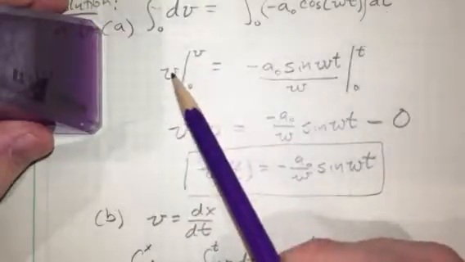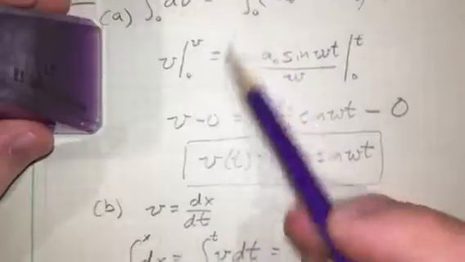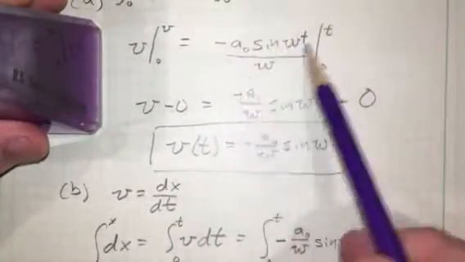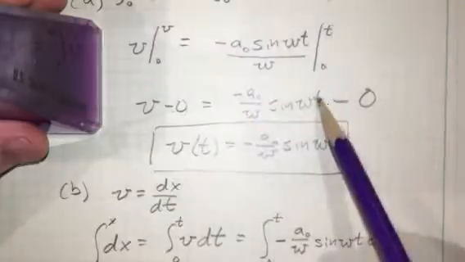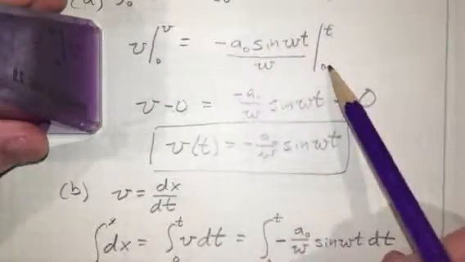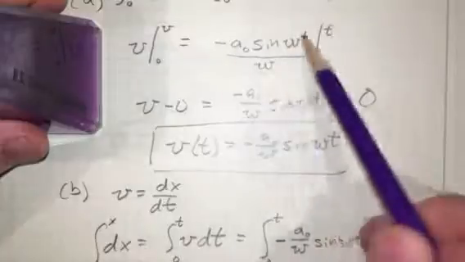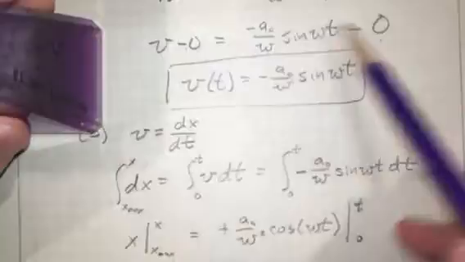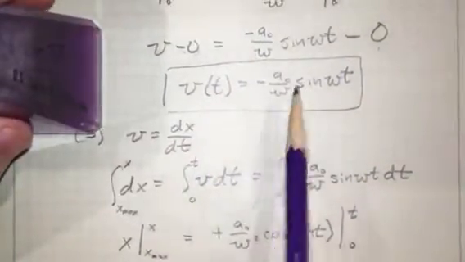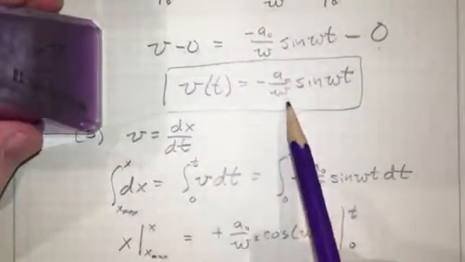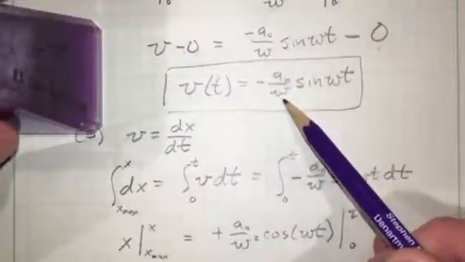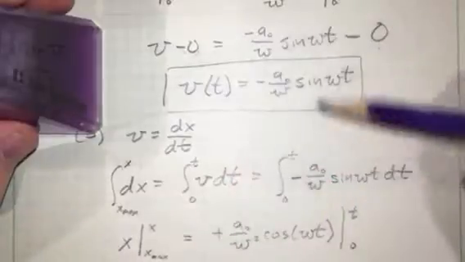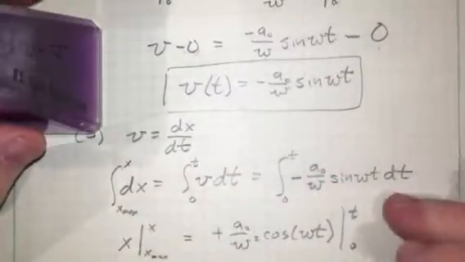And so you evaluate this at v, and at v equals 0, so you get v minus 0. Do the same thing for this side. You evaluate all of this stuff at time t and get this. You evaluate all of this stuff at time equals 0, and it turns this whole thing into 0, because the sine of 0 is 0. That means that the velocity with respect to time is minus a0 over omega times sine of omega t. So it's also time dependent. It's wiggling back and forth with respect to time.